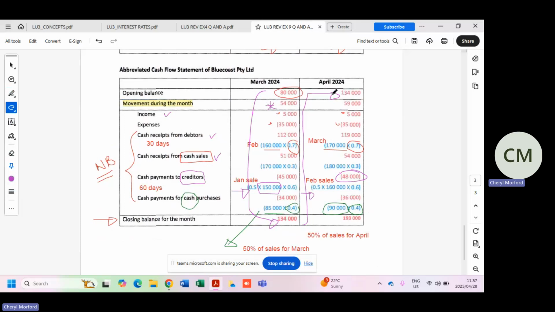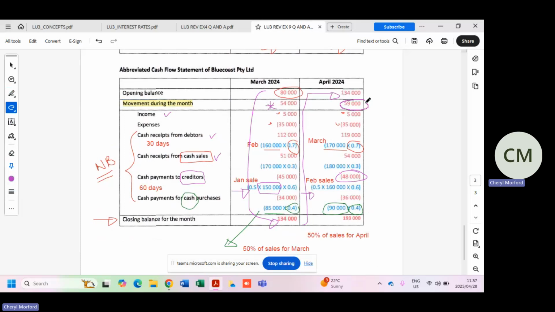So in April, I will add 5,000 income. I will add 119,000 cash receipts. I will add receipts from cash sales of 54,000. Then from that, I'm going to subtract my 35,000 cash expenses, as well as my cash purchases of 48 and my credit purchases for 36. That will then give me an overall positive change of the 59,000.